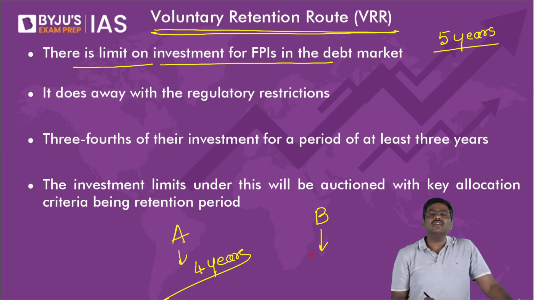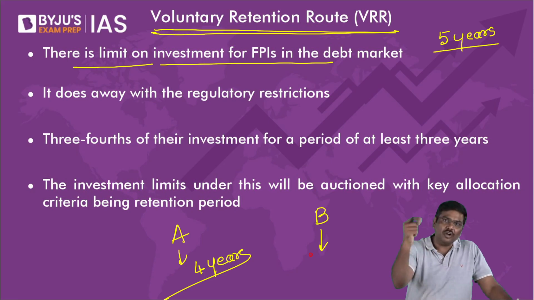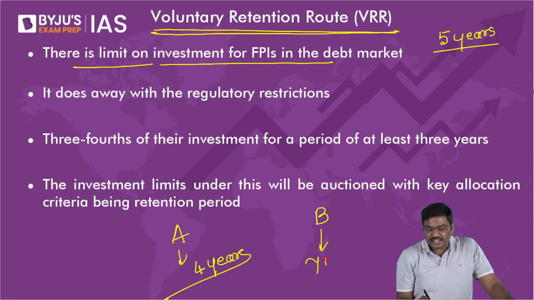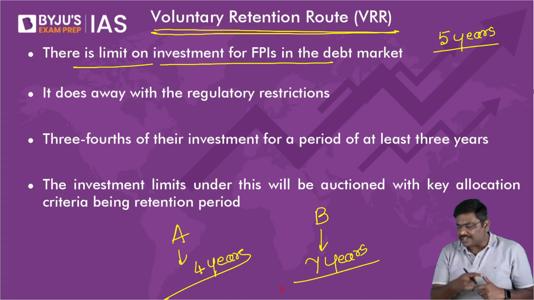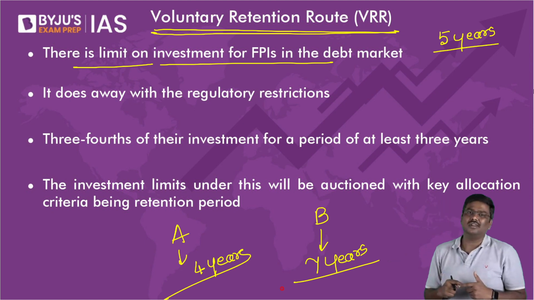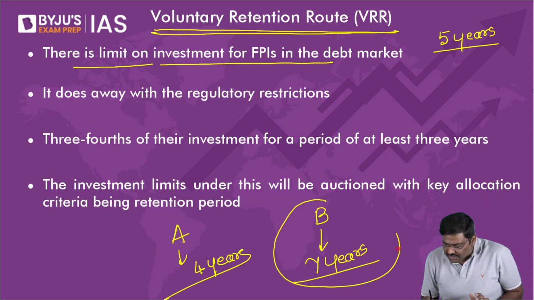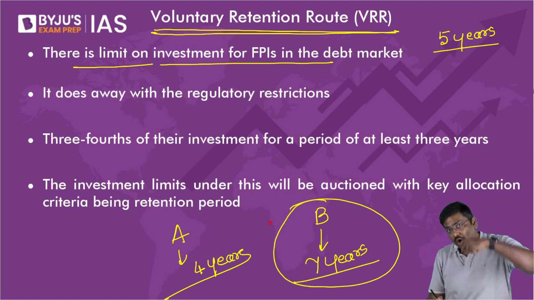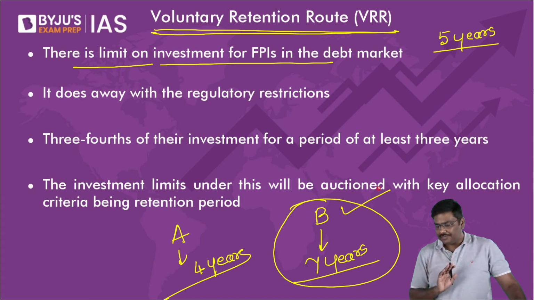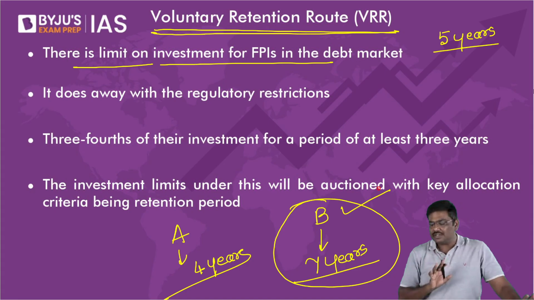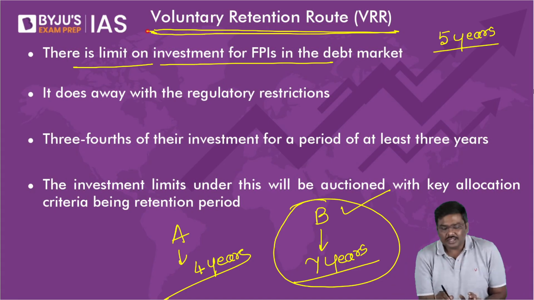And the second investor says they will hold three-fourths of their investment for 7 years in India. As an RBI governor, should you give more preference to the first investor or the second investor? Don't you think if the second investor guarantees a longer duration, you will give more preference to the second investor? So all of you okay with this? This route is called the voluntary retention route.